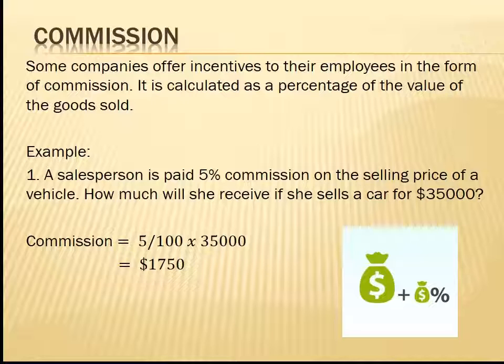A salesperson is paid 5% commission on the selling price of a vehicle. How much will she receive if she sells a car for $35,000? We were given that the commission is 5%. So to calculate it, it would simply be 5 over 100 by the selling price, which is $35,000, and that would give us $1,750.